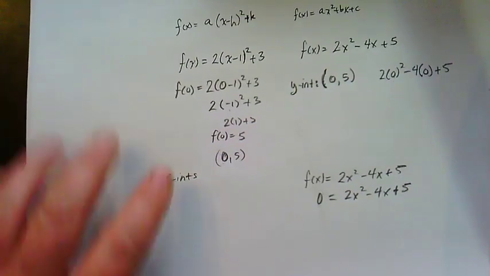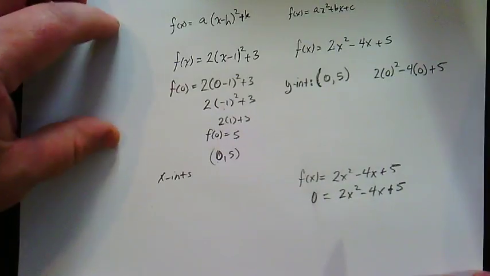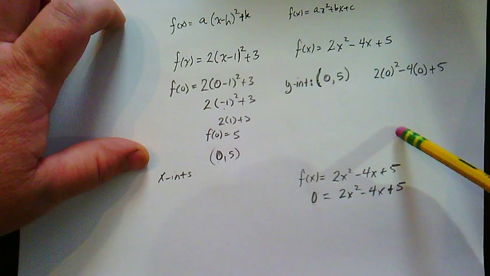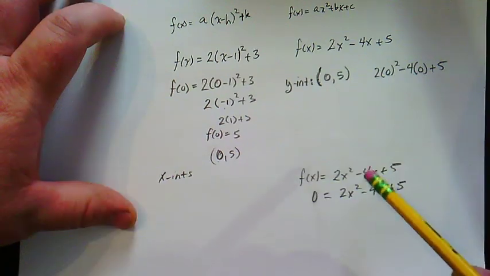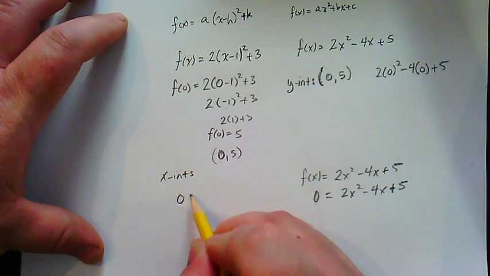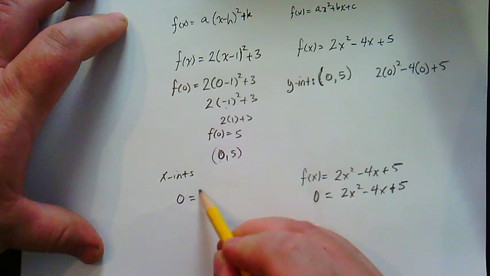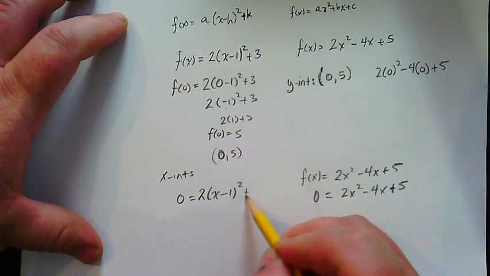Here we go. So here's what we were talking about. We were talking about x-intercepts from standard form. So no matter what, to find x-intercepts, you have to set y equal to 0, and then you solve for x, right?